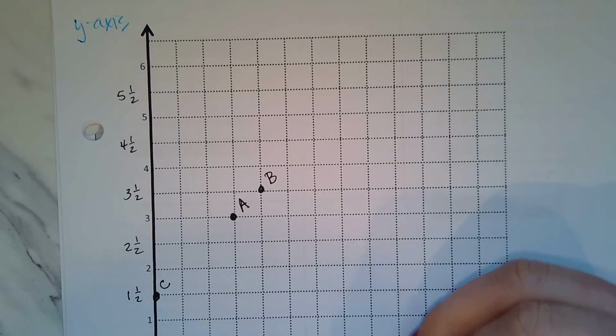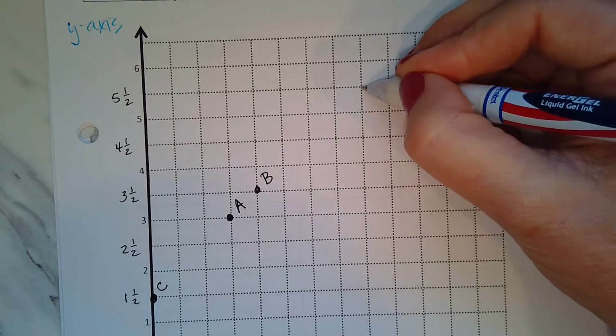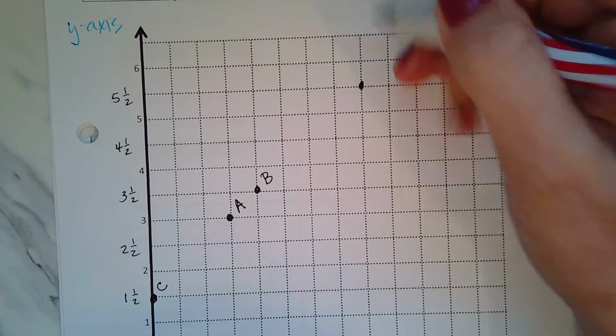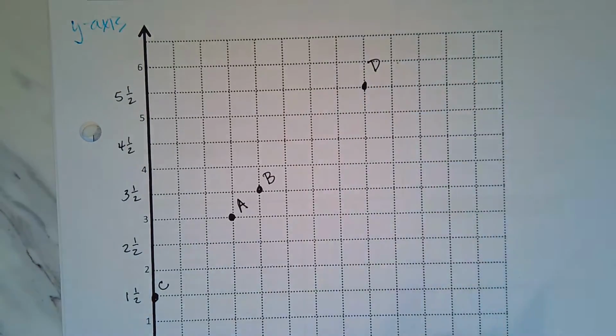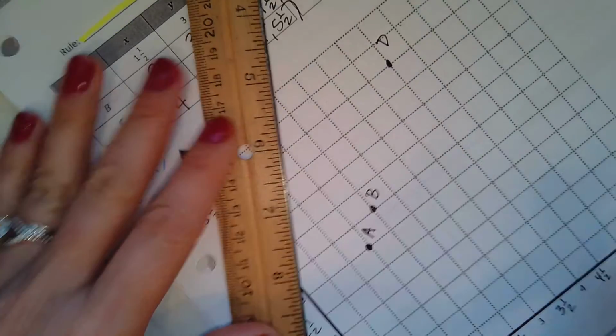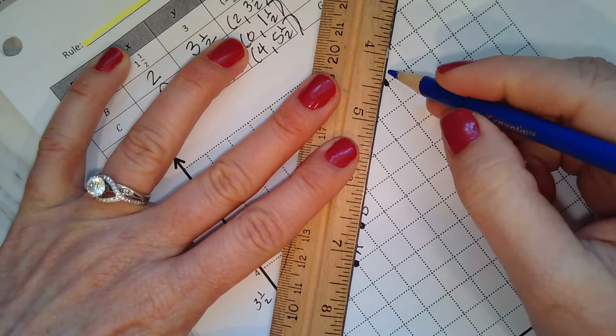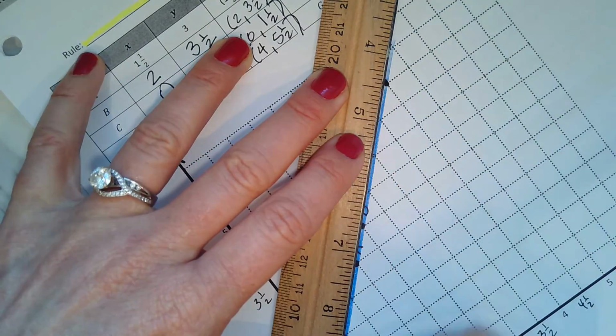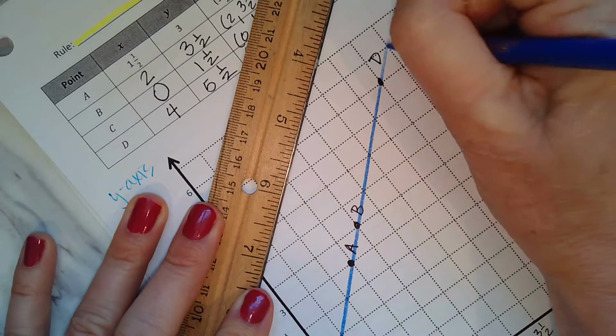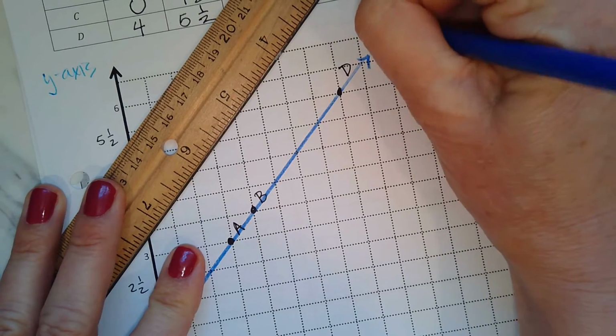So let's go to 4 and 5.5. That's going to be our D. Now let's connect those points. If you want to use a colored pencil, you can, or you don't. This is going to be line L.